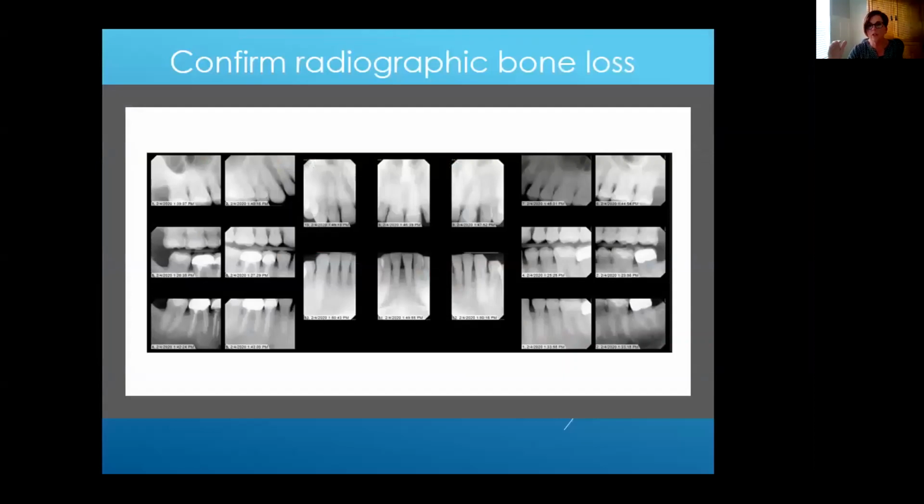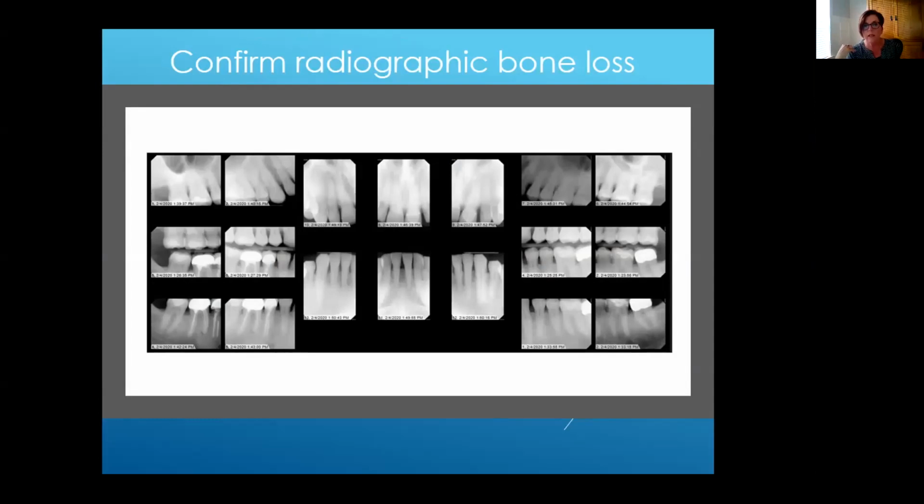Okay, so now after we've got our probing depths, and you can also do it beforehand, you're going to for sure want to look at a set of x-rays. Now, I know a lot of times in offices you don't do an FMX on everyone, so you may just have a pano and bitewings. That's fine, but you want to look for bone loss because it could be that it's pseudopocketing.